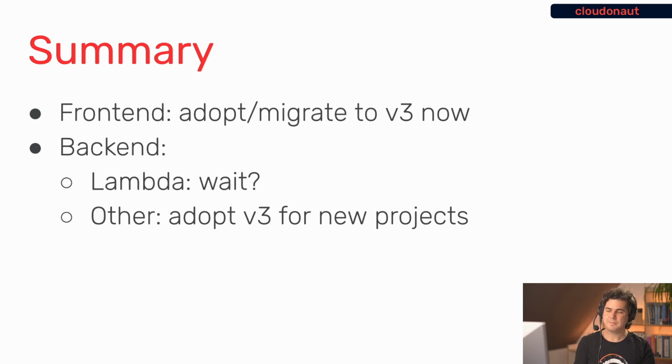The other use case is if you're not running on a Lambda function, you run on something else, then I would say you can adopt version 3 of the SDK for new projects. I don't see big benefits in migrating because, what's really the benefit here besides the dot promise stuff and the pagination things? So that's my summary.